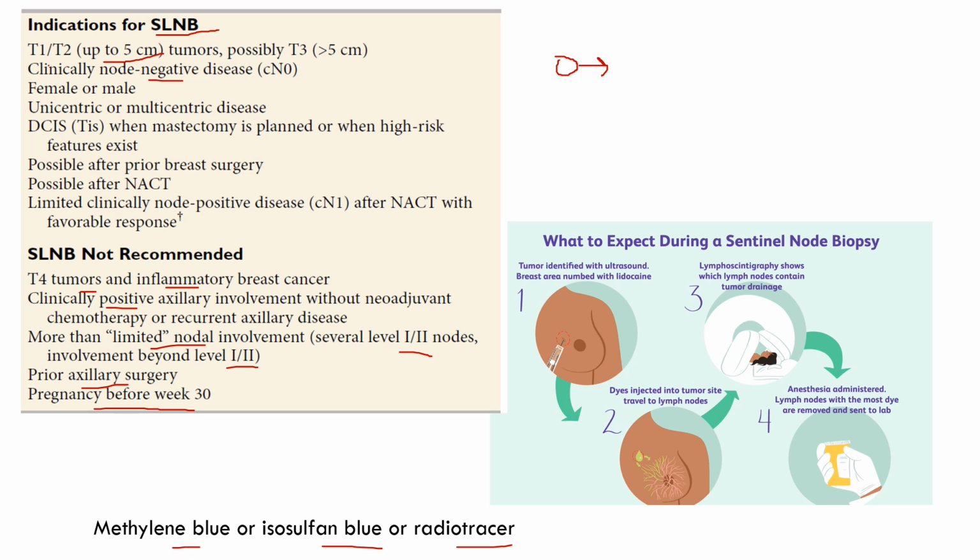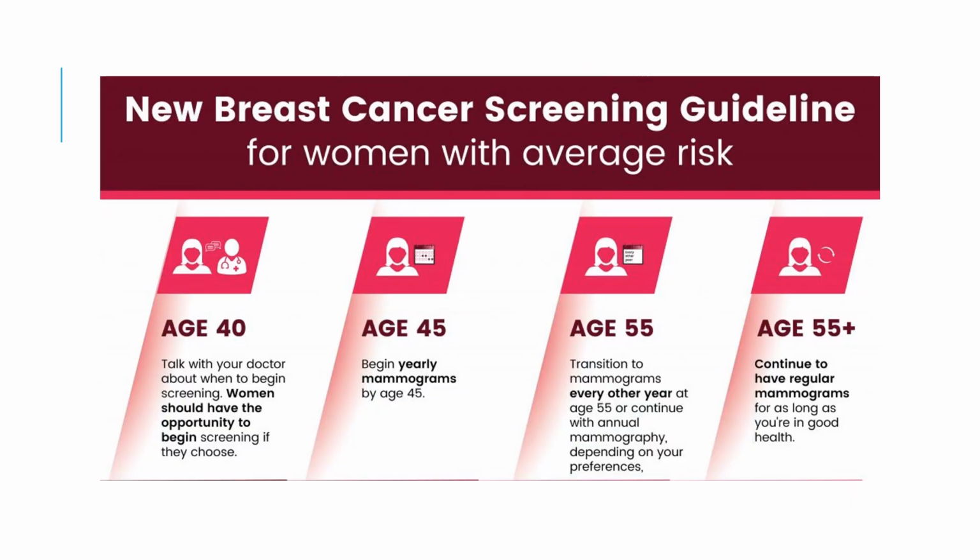So the tumor is identified with ultrasound. The breast area is numbed with lidocaine. Then the dyes are injected. They travel to the lymph nodes. The lymphoscintigraphy shows which lymph node contains tumor drainage. The anesthesia is administered. Lymph nodes with the most dye are removed and sent to the lab to check for tumor cells. So that was sentinel lymph node biopsy.